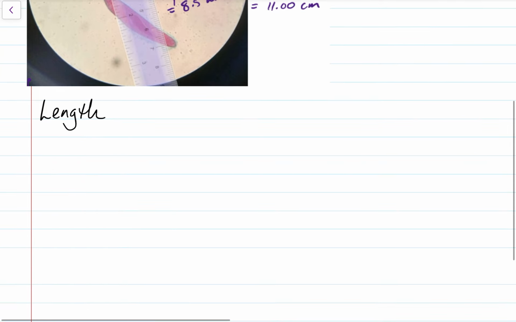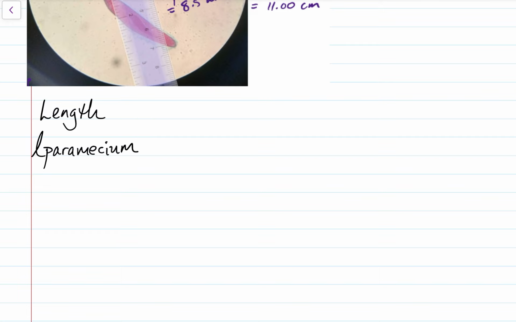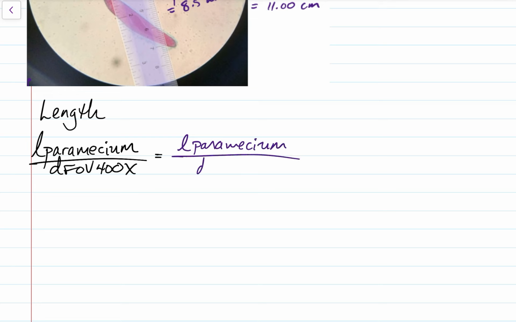So when you're doing your calculations, you want to set up your magic square. So your target quantity is the length of the paramecium over the diameter of the field of view at 400x. All right, so it's important to actually put that 400x on this side of the formula. Now we can just go length of paramecium over diameter of field of view, and I just like to write the word pic for picture. So these are the lengths we've measured with our ruler. Okay, and we're going to sub those values in, and you can just get right to the final answer from that point.